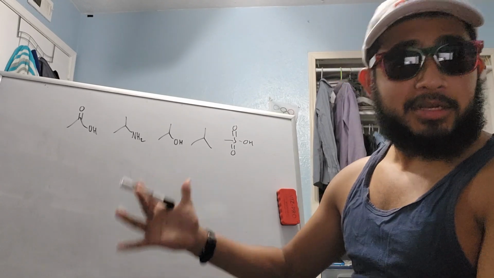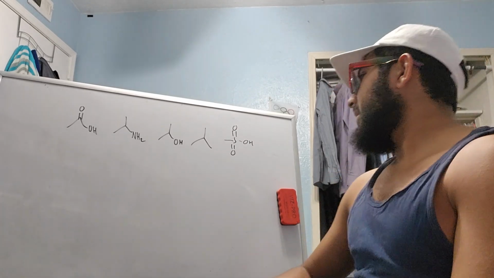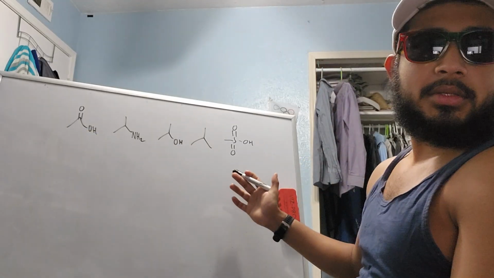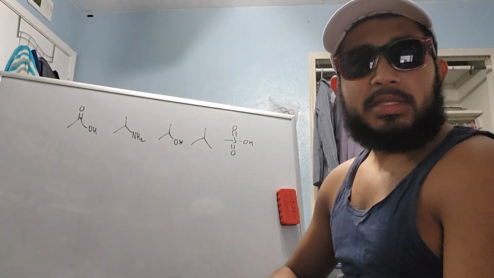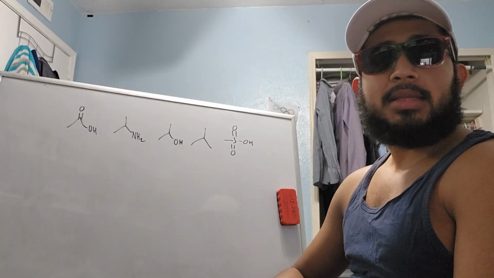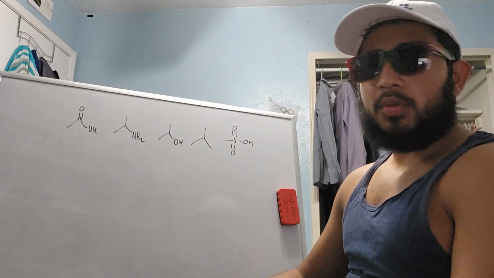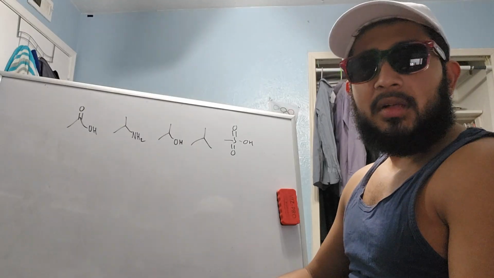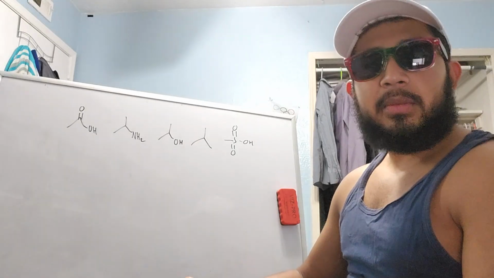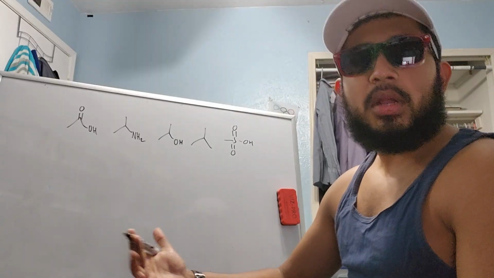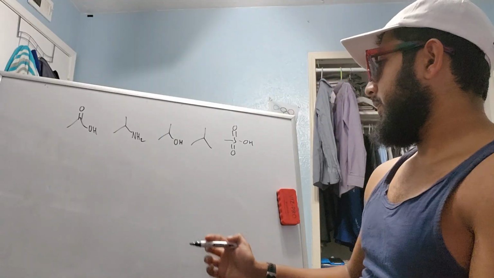Alright, today we're going to talk about acidity. Now, we're going to rank these molecules by acidity, the most acidic being number 1 and the least acidic being number 5. Now, the first thing you can do is basically ask yourself, how does the conjugate base look? The more stable the conjugate base, the more acidic the molecule is going to be.